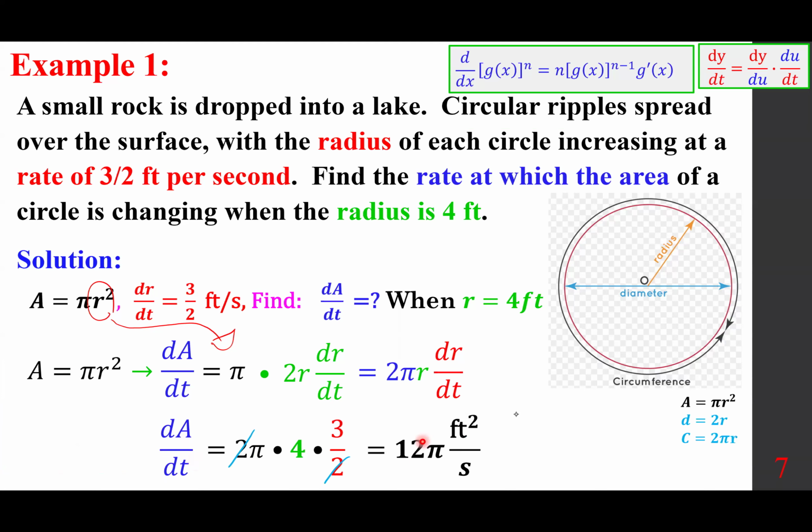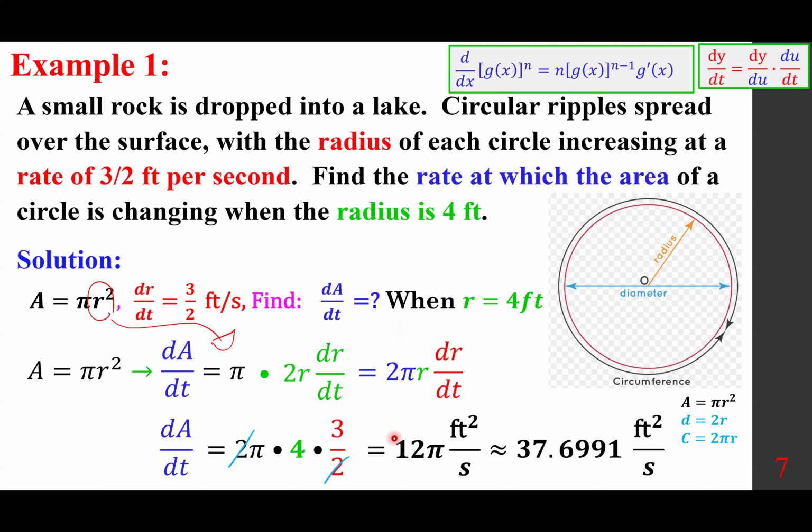which is an exact answer. Rough estimate, depending upon how many decimals they ask you, 37.6991 square feet per second. You must always answer exact unless they ask you otherwise. In your work, you must always have the exact anyways.